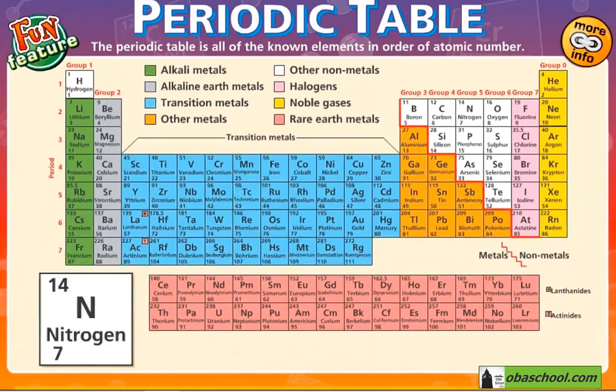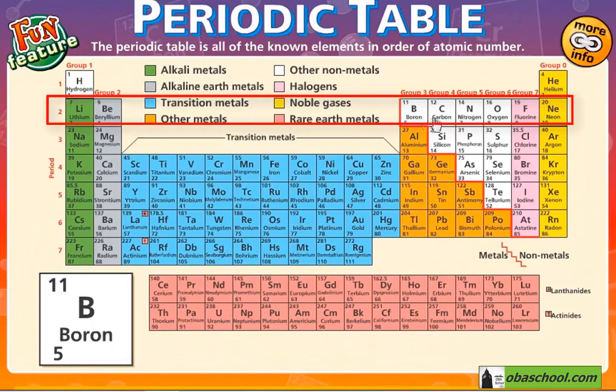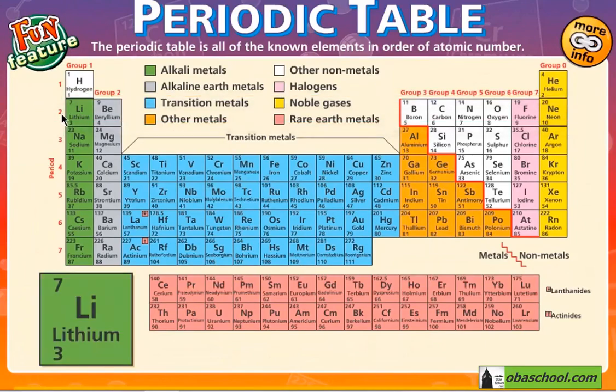The most important thing to remember is the names of the groups in the periodic table, and the elements in each group have similar properties. Elements that are arranged on the same horizontal row belong to the same period. For example, hydrogen and helium belong to period number 1. Lithium, beryllium, boron, carbon, nitrogen, oxygen, fluorine, and neon all belong to period number 2.